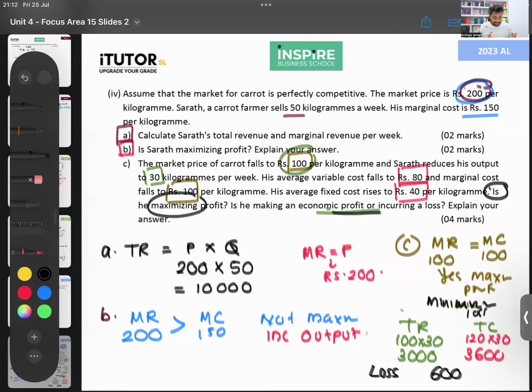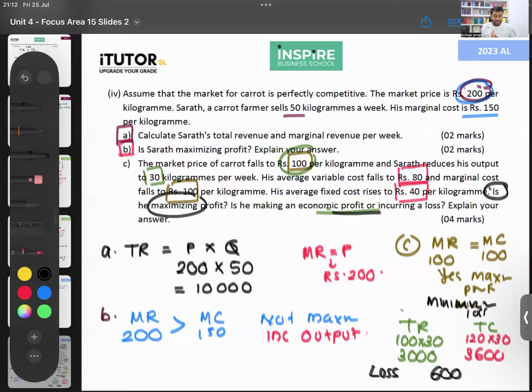When they say explain your answer, you have to explain your calculation. There are two parts to this question. The first one is, is he maximizing profit? This is his MR, this is MC, and right now MR is equal to MC. Therefore, he's maximizing profit, or in other words, he's minimizing his losses. That's the first part, 2 marks done.